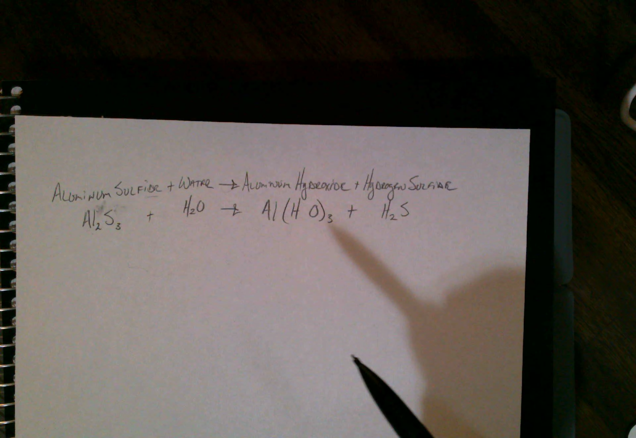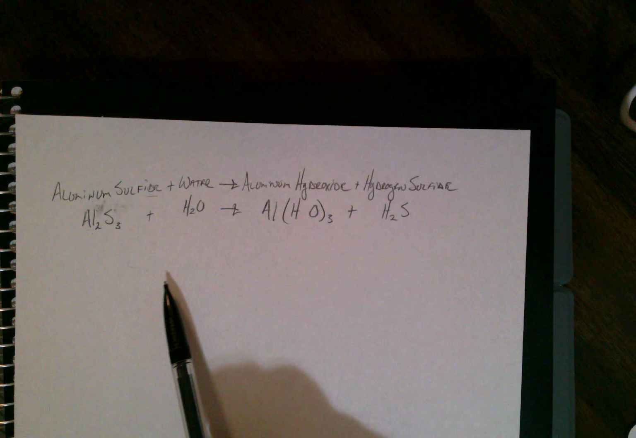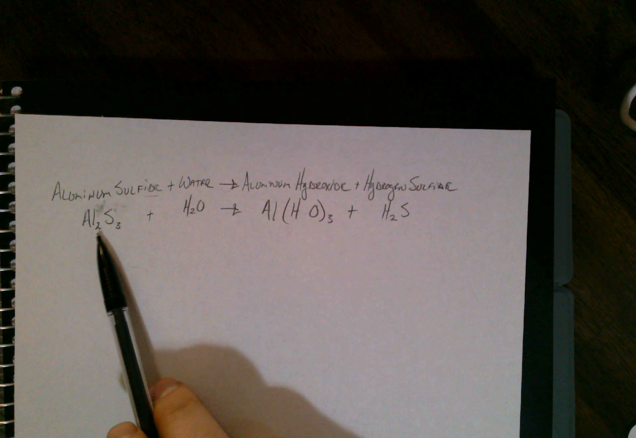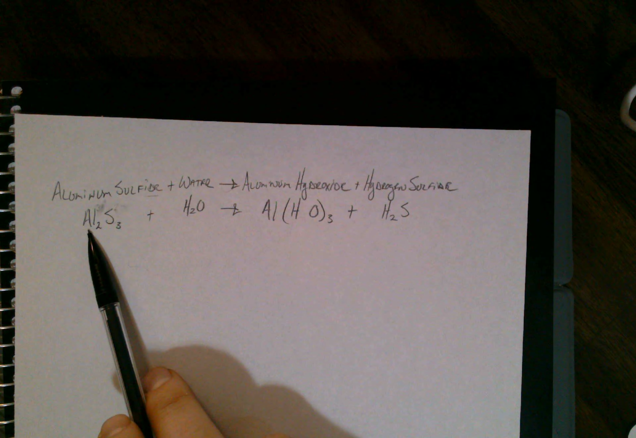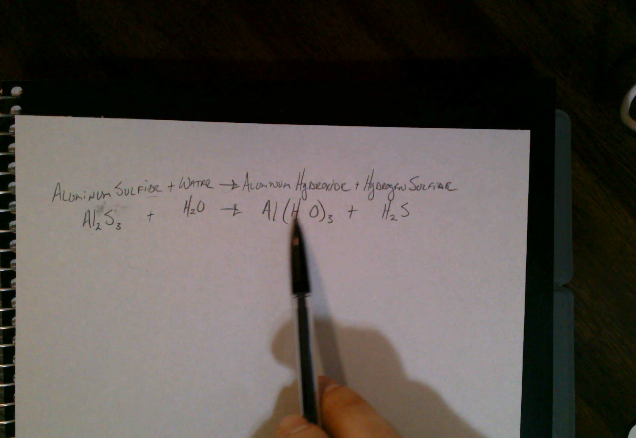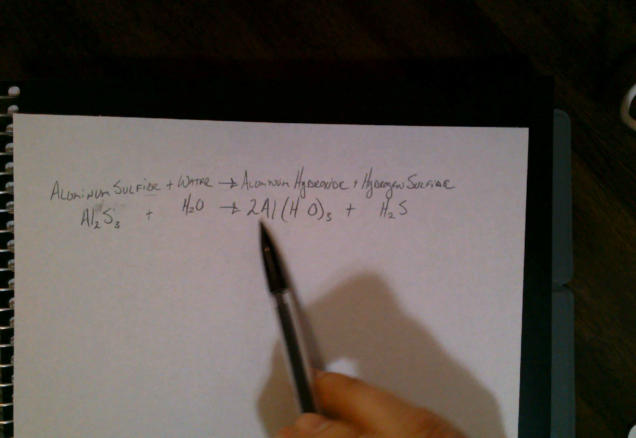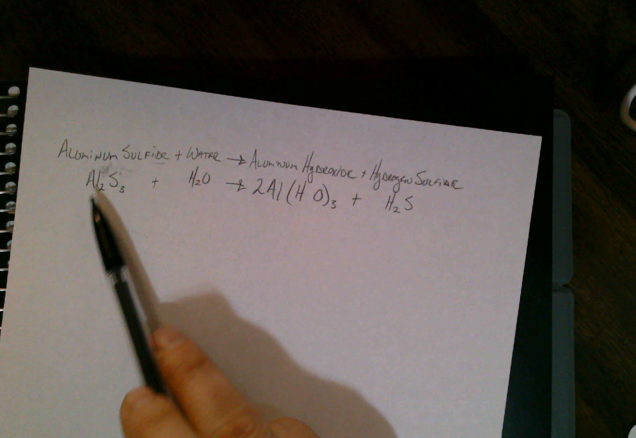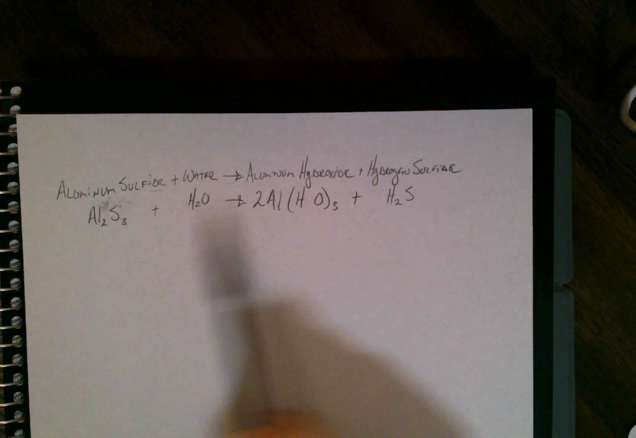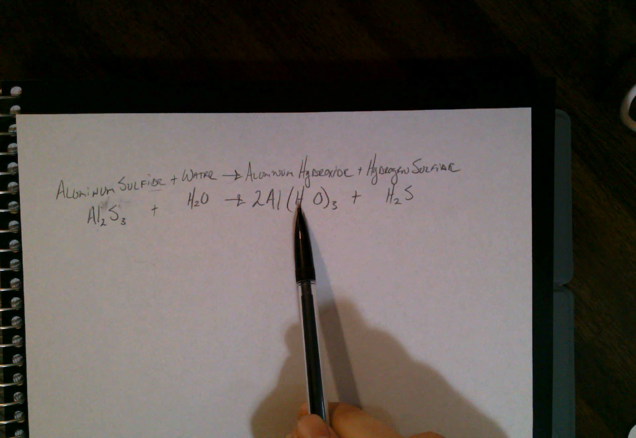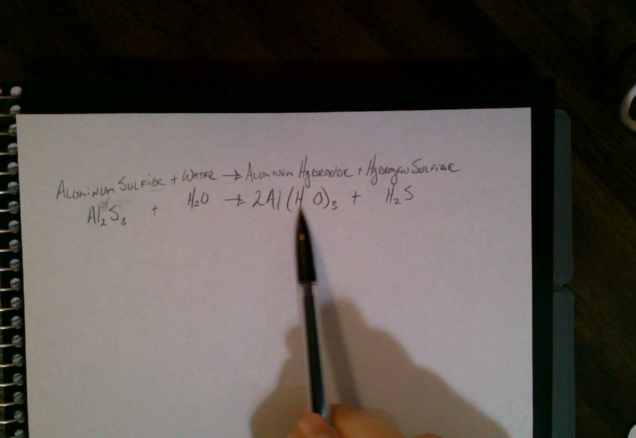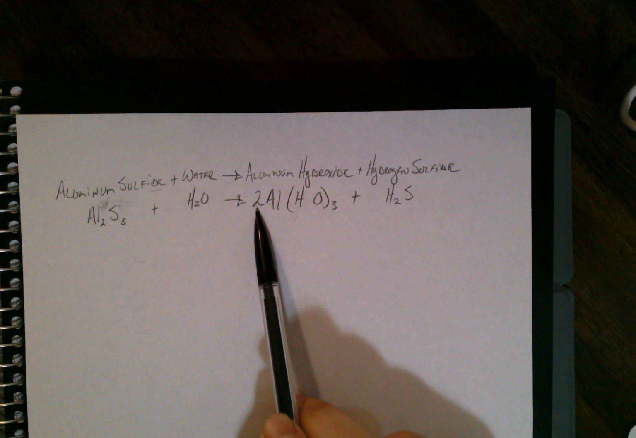So for this, we basically just go through it. You've got 2 aluminum on this side and 1 aluminum on this side. So you know automatically you're going to need at least 2 of those, because you need 2 aluminums to balance this side. That's going to make twice as many hydrogen and oxygen.